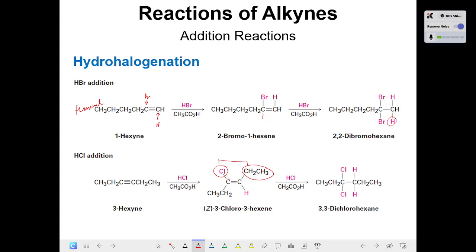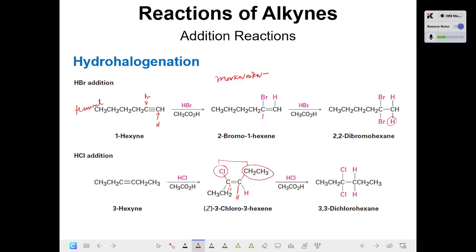Now if we have another round of HCl addition, the H will attach here and then the Cl will attach here. That's why it became like this. So this is called your 3,3-dichlorohexane. Okay? So always recall your Markovnikov rule.